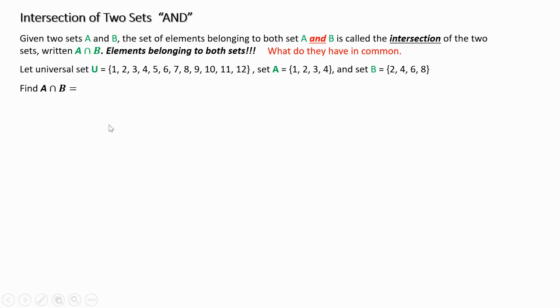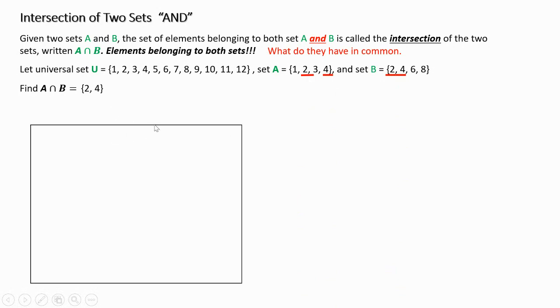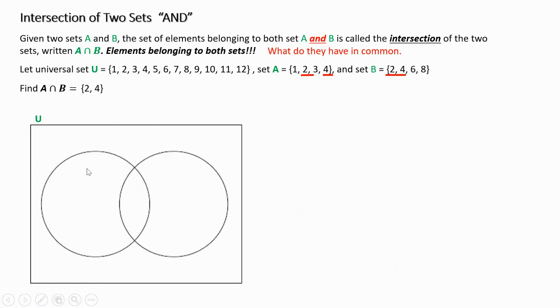Okay, which means what do A and B have in common? They have in common a 2, right? They have in common a 4. So that's my solution, the set containing the elements 2 and 4. How do we represent that in a Venn diagram? Okay, that's U. This is set A. This is set B. And here is the intersection, guys. This is A intersects B.